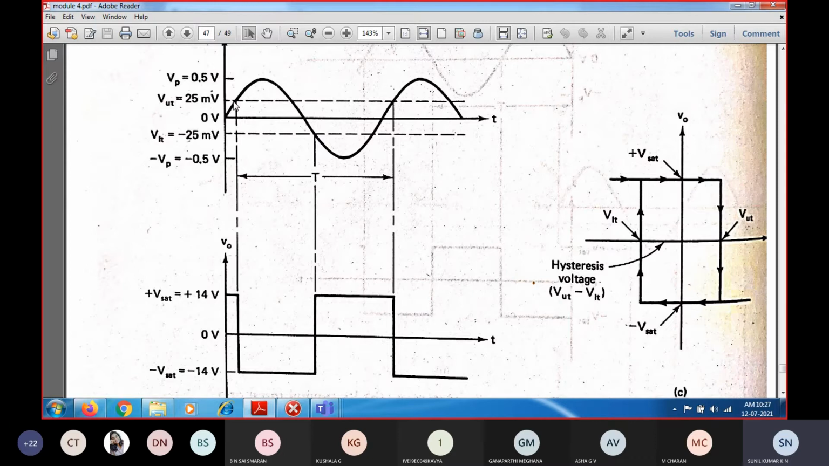From this upper trigger point to the next upper trigger point, you can consider this as the duty cycle. In this duty cycle you can see that 50% of the time the output will be in negative saturation and 50% of the time the output will be in positive saturation. So it is going to have a 50% duty cycle.